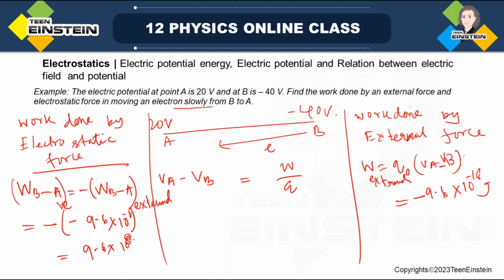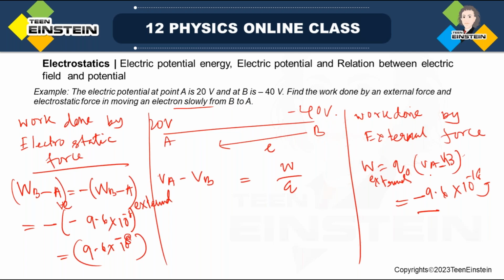So this will be 10 to the power minus 18. Okay, so minus 18. All right, so we can see here that the work done by external force is negative, and the work done by the electric force is actually positive. Therefore, we may say that whenever a charged particle goes from lower potential to higher potential, then the work done is negative.